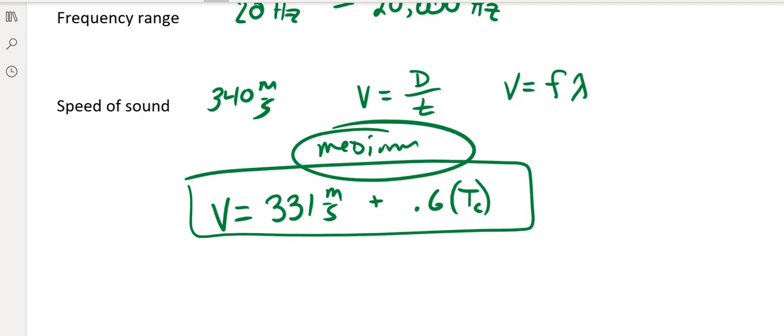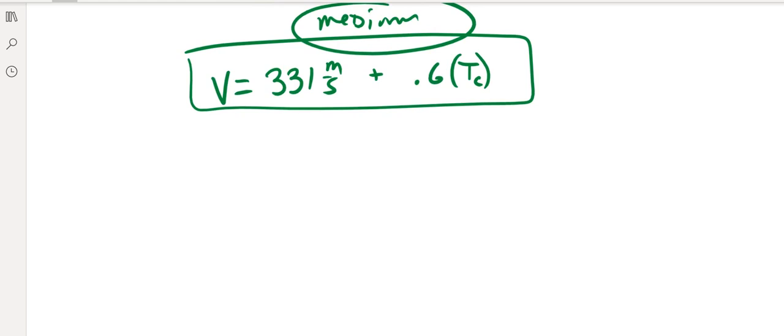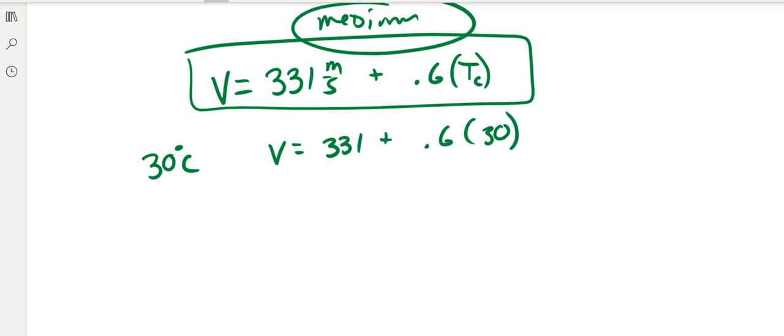You're going to be doing two things. You're going to be finding the speed of sound, and you can also use the speed of sound as, in essence, a thermometer. So here's a couple examples. Let's say, for example, you have a temperature of 30 degrees Celsius. What would the speed of sound be? Well, to find the speed of sound, we would take 331, and add to that 0.6 times 30. Well, 0.6 times 30 is 18, plus 331. That's going to give you 349 meters per second. Okay.